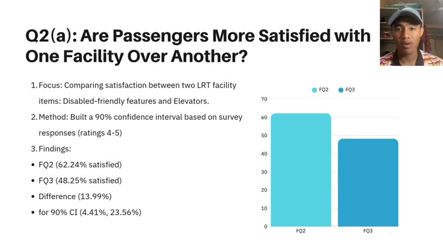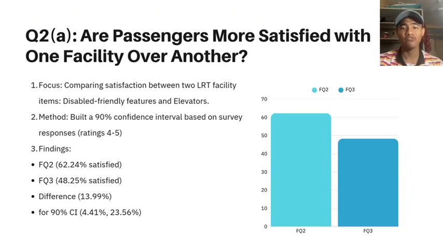When we analyzed the data, we found that about 62% of passengers were satisfied with the disabled friendly features, while only 48% were satisfied with the elevators and escalators. This already suggests a noticeable difference in perception between the two items. But to determine whether this difference was significant and not just due to chance, we constructed a 90% confidence interval for the difference in proportion. The result was a range from 4.41% to 23.56%. And since this range doesn't include zero, it tells us that the difference is meaningful.